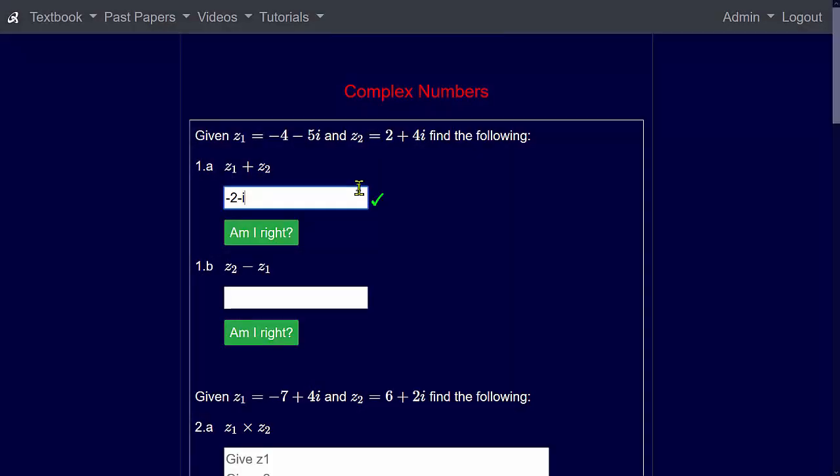Good. Okay, second one is z2 minus z1. So we've got 2 minus minus 4, so that's going to be 6. And then we've got 4i minus minus 5i, so that's going to be plus 9i. Are we right? Yes, we are.